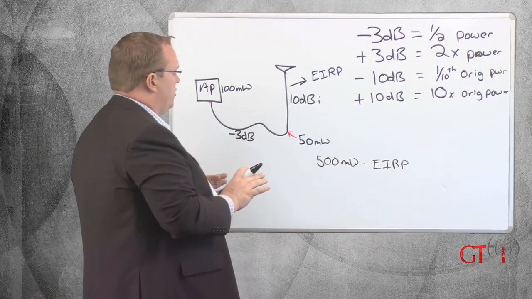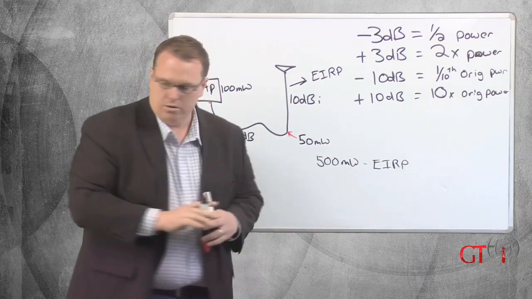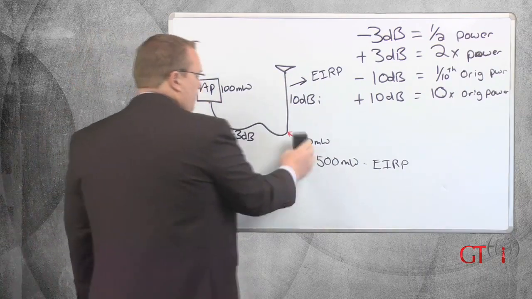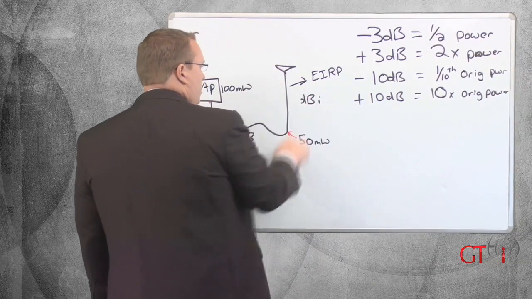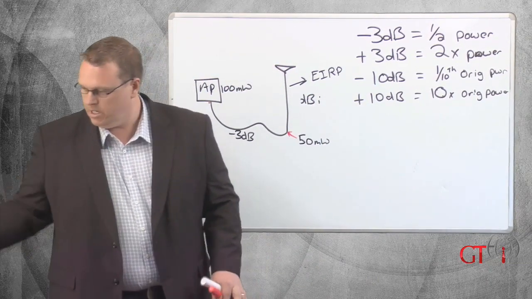Now, what happens if I start to throw maybe a few wrenches in the works? What if we get rid of this here, and I make this a 6 decibel antenna?